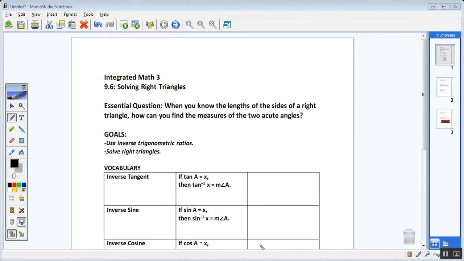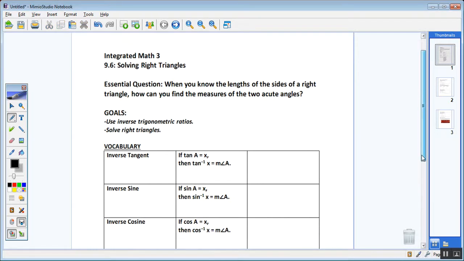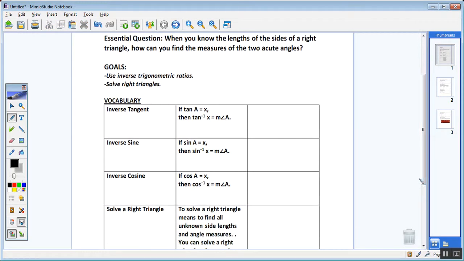And one thing that's going to pop up today a lot, and we're really going to focus on, and this is a biggie for our goals, use inverse trig ratios. That's going to be really important today, okay? We're going to use inverse trig ratios to help us solve right triangles. So kids, here's what I'm going to tell you.